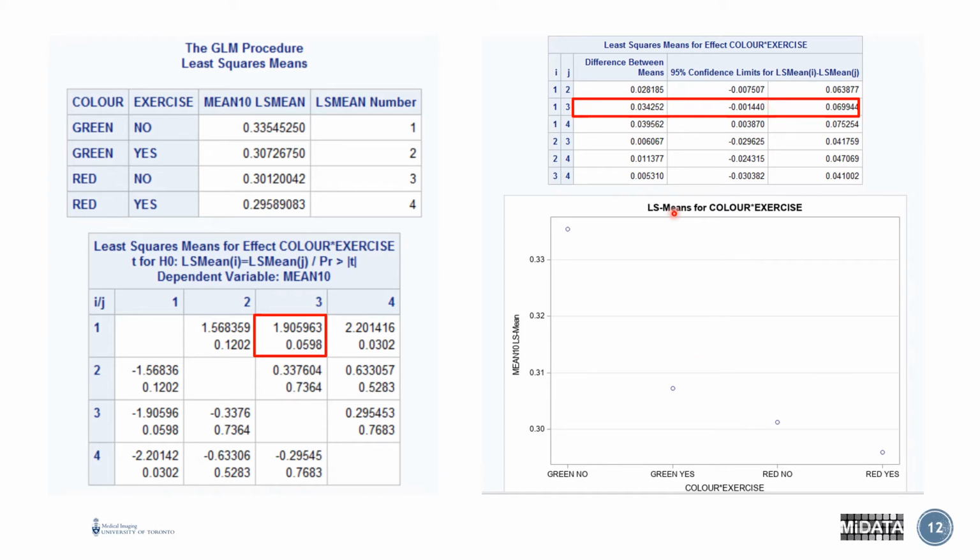Now SAS throws in this useful figure for you that gives you a visual of the differences between the means by the combination of your groups, which is your interaction term. By the way, there's a visual representation of your interaction term.